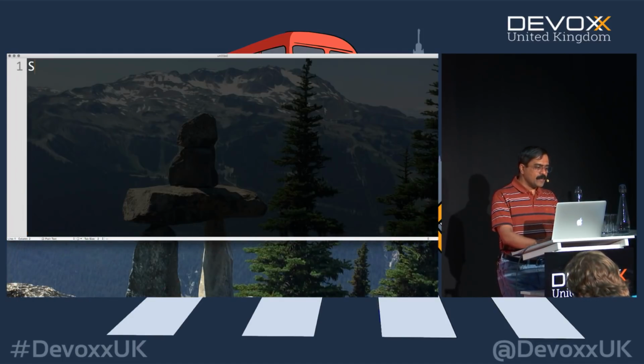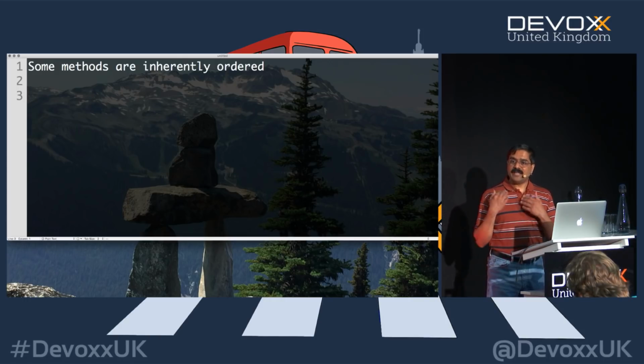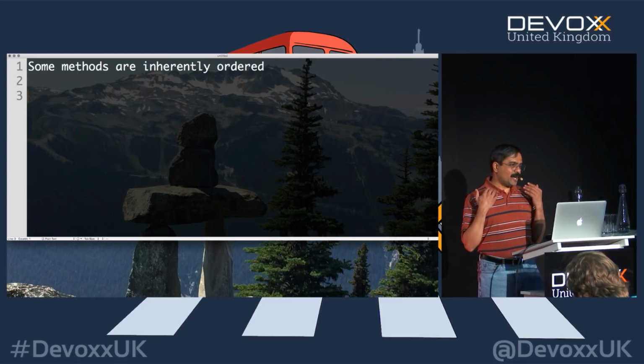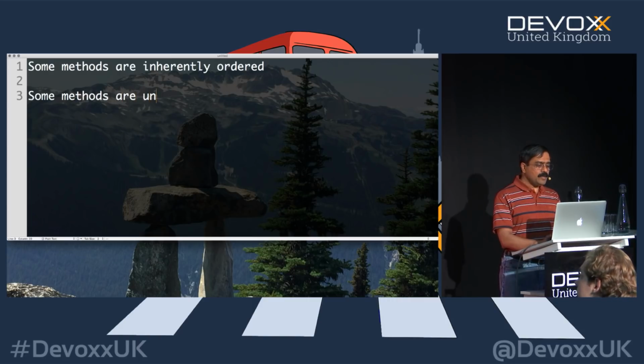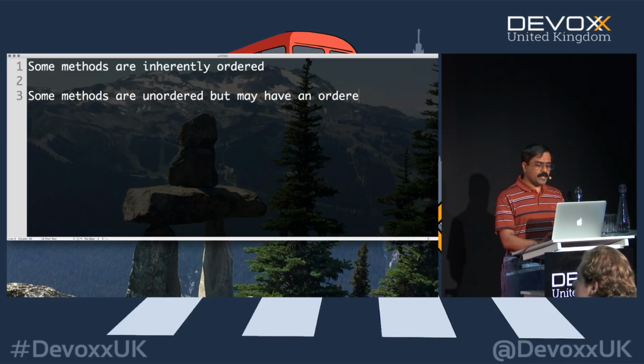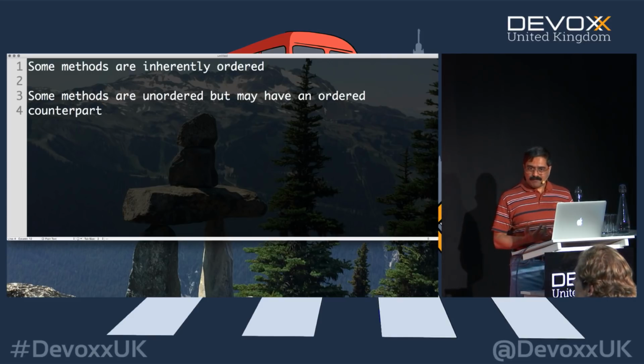So we need to know that some methods are inherently ordered. By nature of what they are, you never have to say order it, because by definition they're going to be ordered. Some methods are unordered, but may have an ordered counterpart, so you may have an equivalent that you can use for that particular operation. It depends on the API.